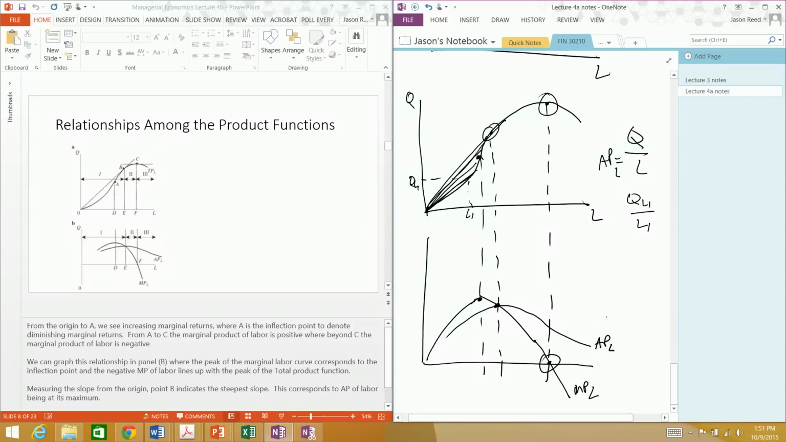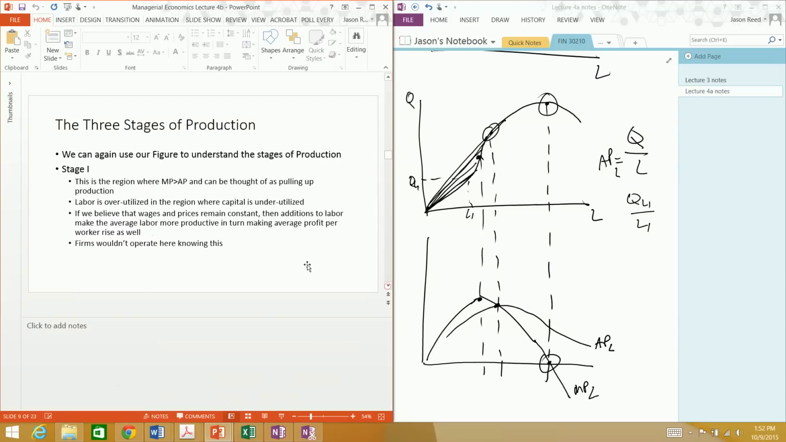So we know this to be true as well. And why do we know that this intersection occurs here? Well, as marginal product is rising and is greater than average product, it's pulling up that average product. And when we have marginal product below average product, it's pulling down average product. So when they're equal to each other, it must be that average product is not changing. And mathematically, when we see no change, we would say that the derivative is 0, which means we've reached a maximum.